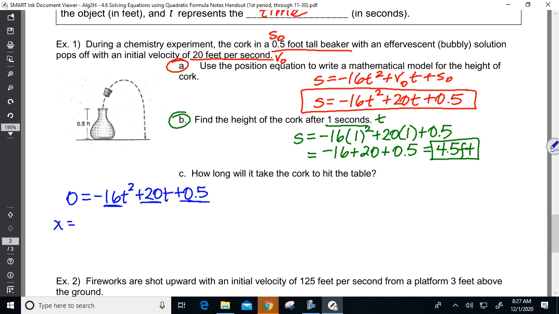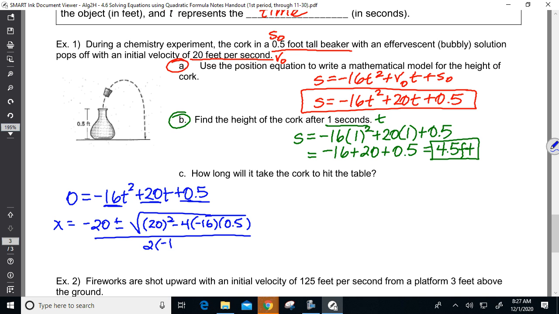So x equals negative 20 plus or minus the square root of 20 squared minus 4 times negative 16 times 0.5, all over 2 times negative 16. So we've got our setup.